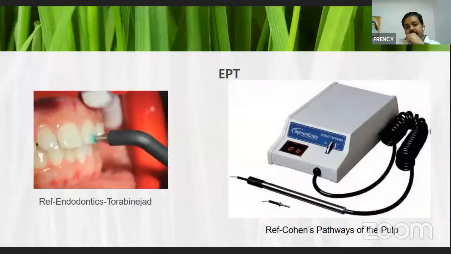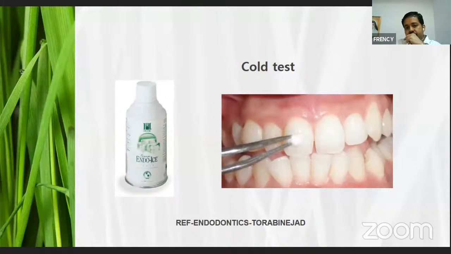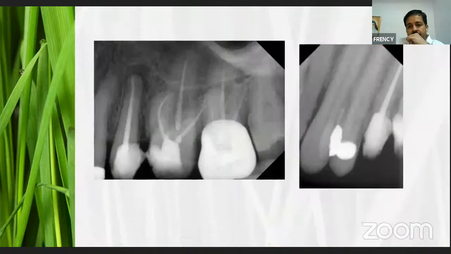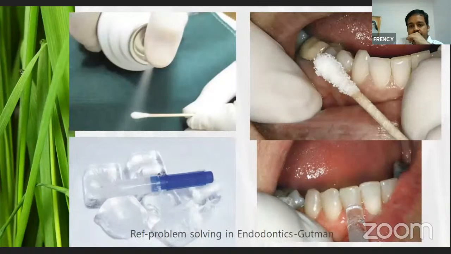Then one of the main tests is the cold test. This is very specific for irreversible pulpitis. This type of sprays are available, which gives a much easier way of testing the tooth. You can apply it over an earbud and apply it to the tooth that is causing the pain, or else you can use anesthetic carpules to make ice in the form of small cubes or cylinders, so that you can specifically apply it over the tooth. But these types of sprays, that is Endofrost from Coltene or Endo Ice from Hager, are very useful.